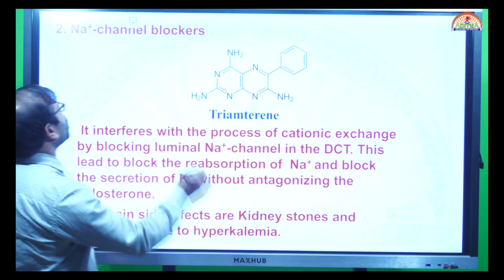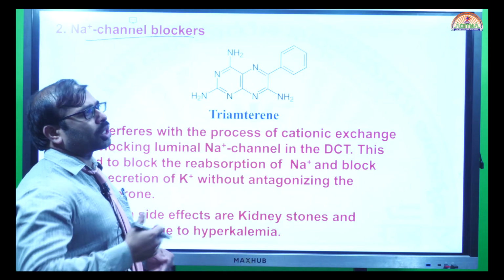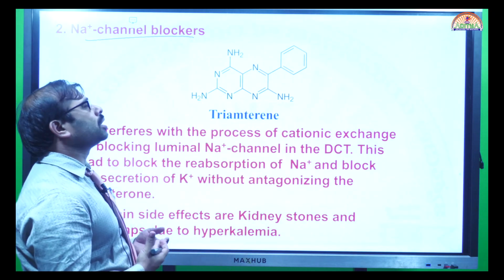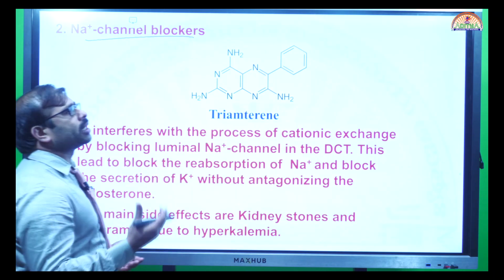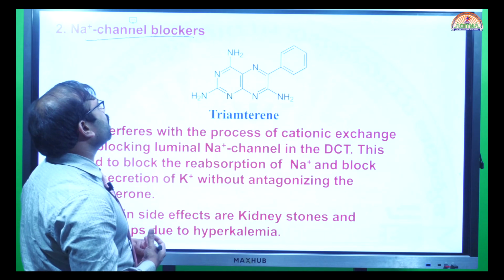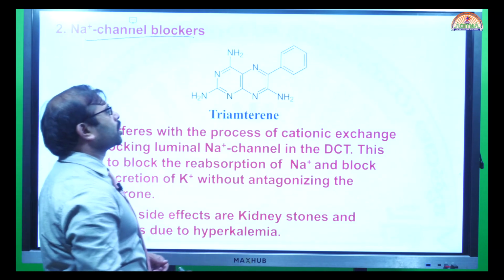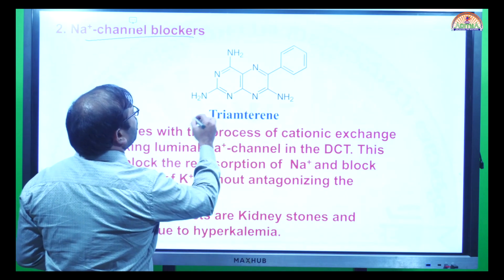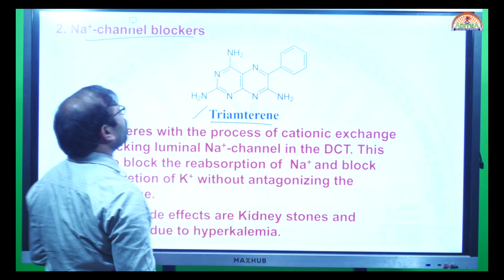Another class is the sodium channel blockers. The name itself indicates it: we have seen sodium channels and potassium channels in the previous slides. Here, sodium ion channels play an important role in sodium ion transportation at the ductal site of action of the tubule. Certain molecules can bind to or inhibit these sodium ion channels, and they act as diuretics. Among this class, two important molecules are given in the syllabus. One is trimethoprim, one of the important molecules.